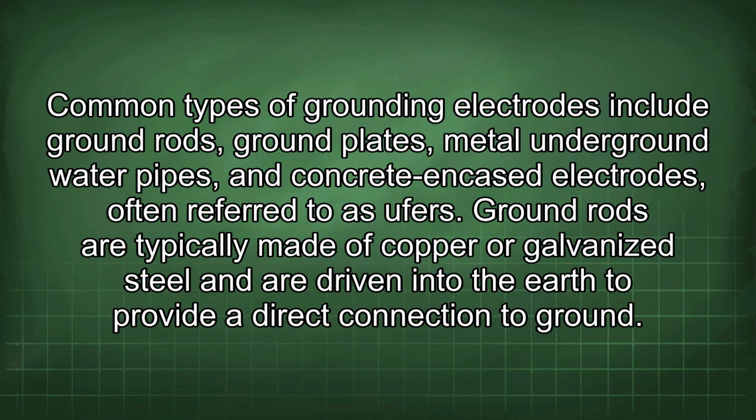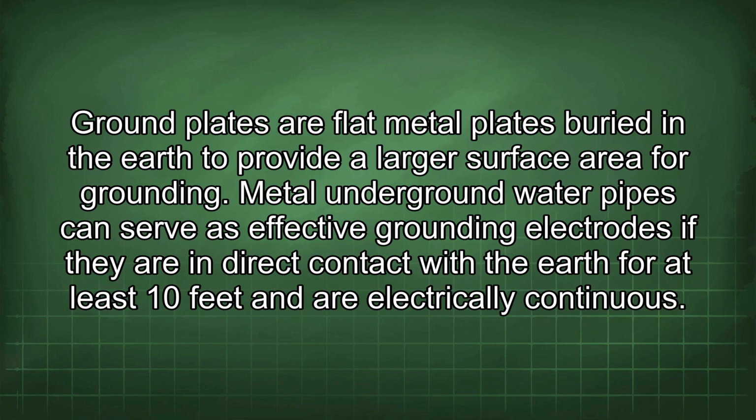Common types of grounding electrodes include ground rods, ground plates, metal underground water pipes, and concrete encased electrodes, often referred to as UFERs. Ground rods are typically made of copper or galvanized steel and are driven into the earth to provide a direct connection to ground. Ground plates are flat metal plates buried in the earth to provide a larger surface area for grounding.